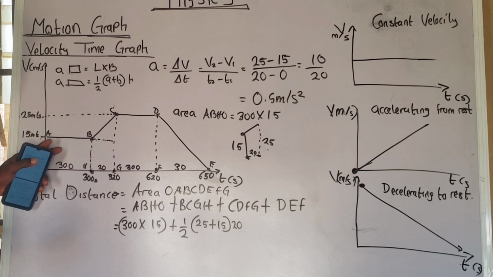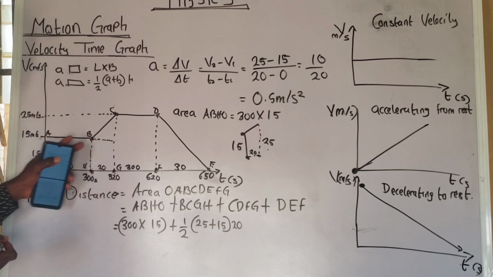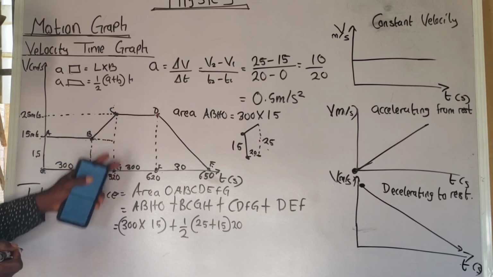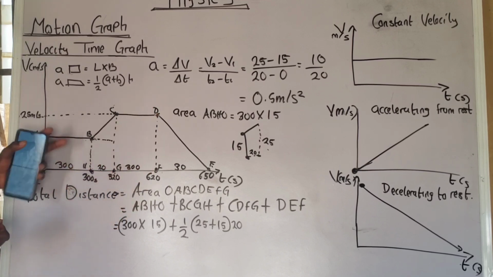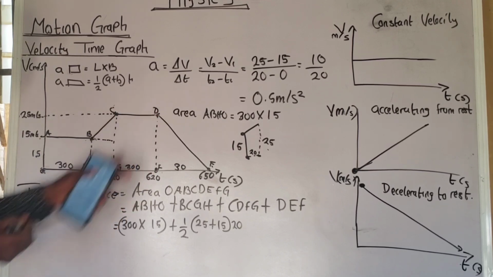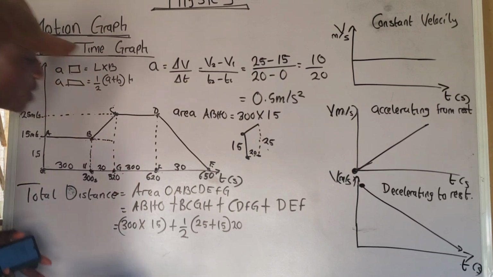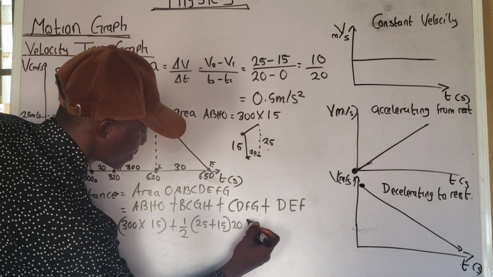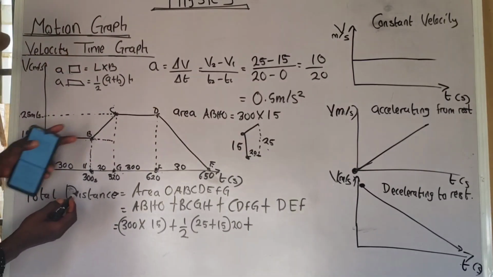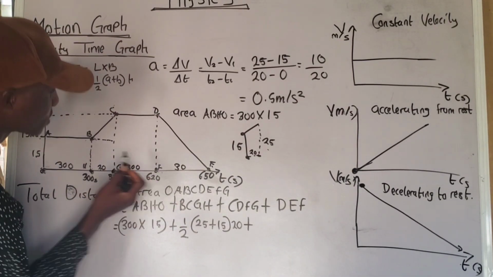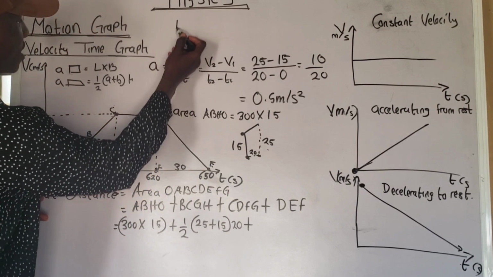The area of the rectangle is this. The area of the trapezium is this. Now I want to determine the area of CDFG. That will be length times breadth also, because CDFG is a rectangle. So for this I'm going to have plus the area of this, length times breadth, that will be 300, which is the distance from this point to this point.